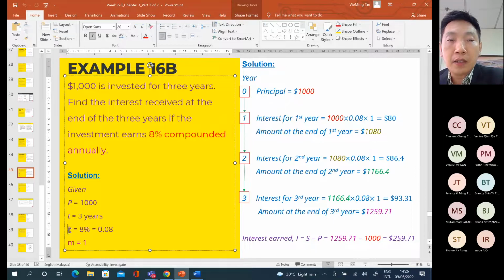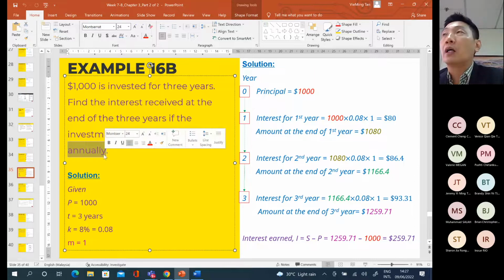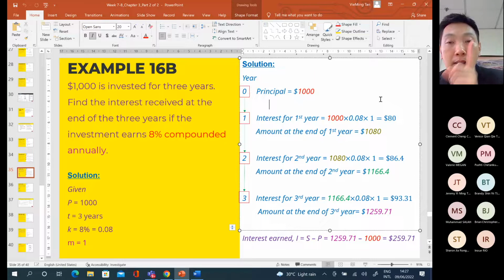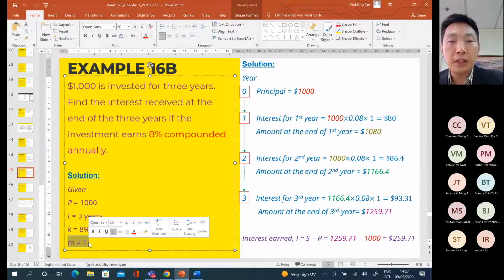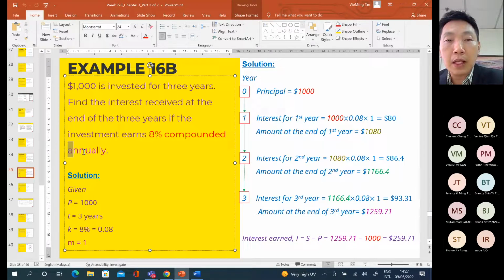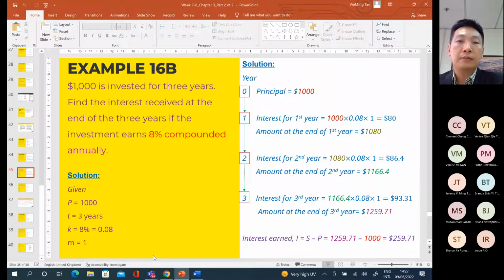Instead of using R, I use K to represent the compound interest rate. 8% means 0.08. And then how is the interest being compounded? This interest will be compounded annually. That means every year. So for this question, the interest will be computed once in a year, one time only. So M is equal to 1. M means the number of times interest is compounded within a year. For this question, M is equal to 1 because of the word annually.